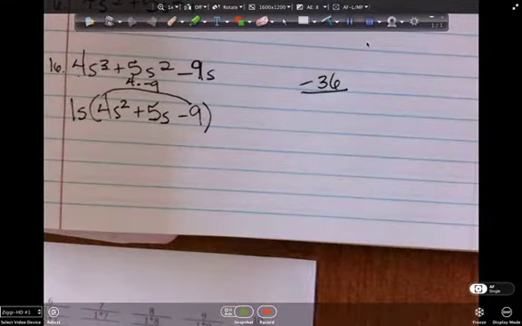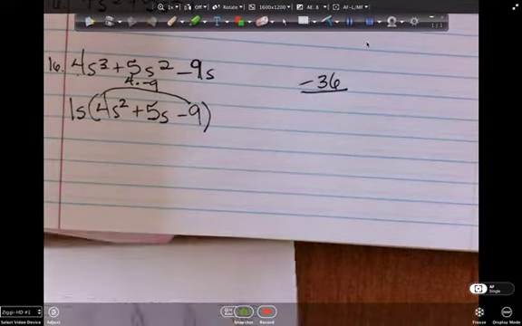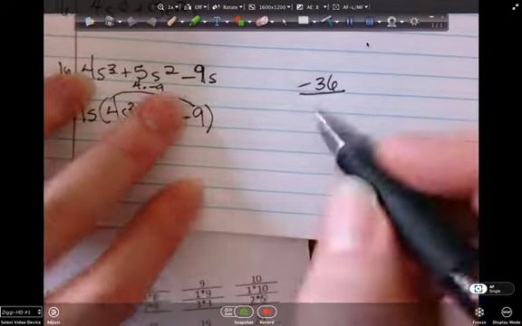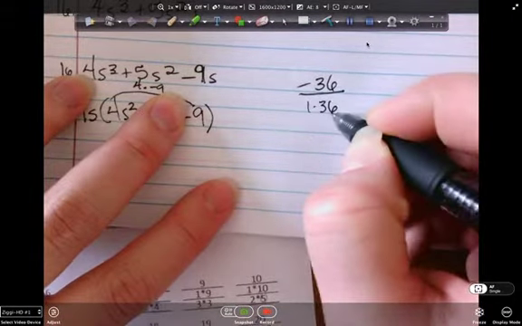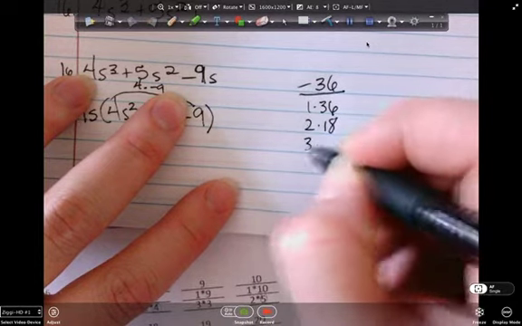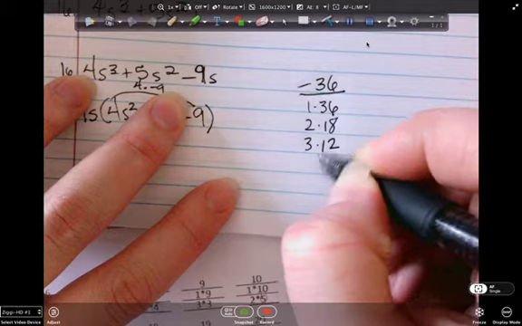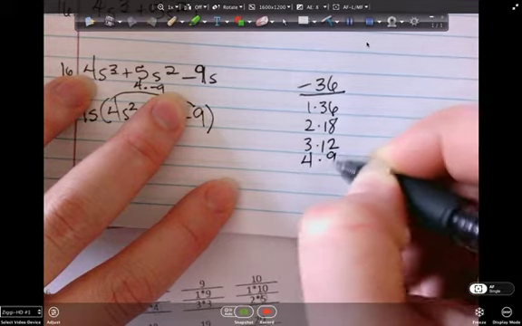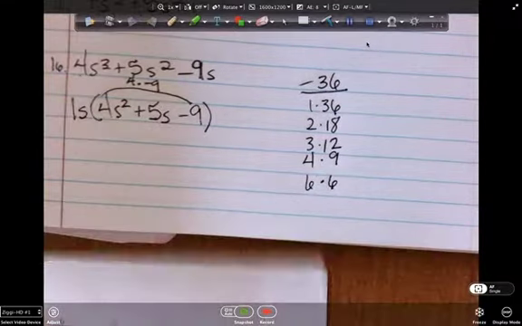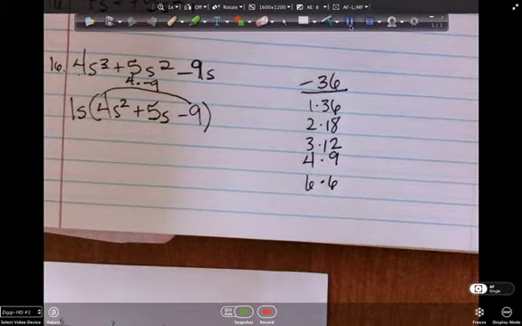And then I'm going to look at my factor sheet and I'm going to list the factors for negative 36. It's going to be 1 and 36, 2 and 18, 3 and 12, 4 and 9, and 6 and 6. The key here is that I need terms that are going to add up to give me a positive 5.